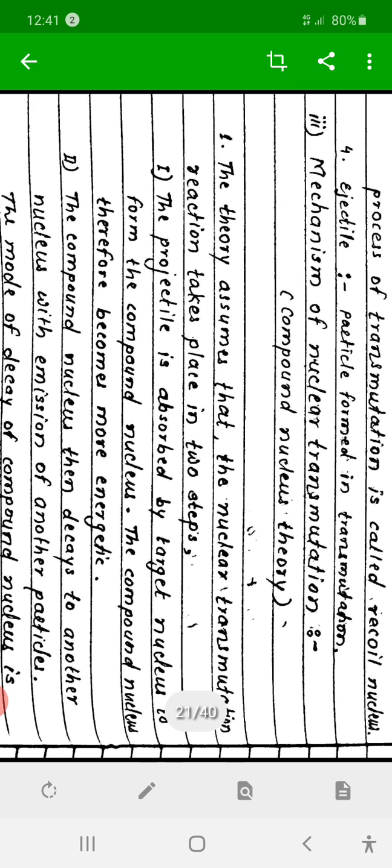According to this theory, the nuclear transmutation reaction takes place in two steps. In the first step, the projectile is bombarded. The projectile which is bombarded on the target is absorbed by the target. The target is a large nucleus, and the projectile is a small particle. That projectile is absorbed by the target nucleus, and they combine to form a compound nucleus.